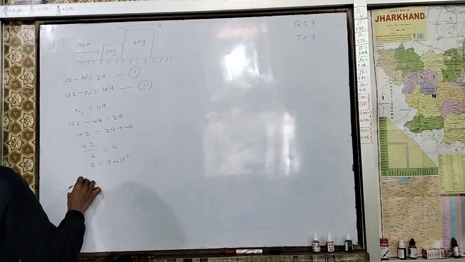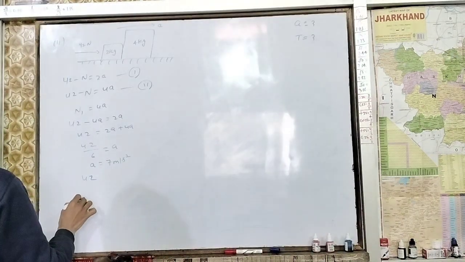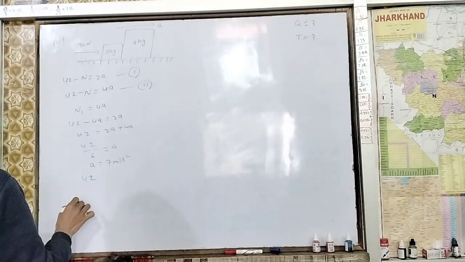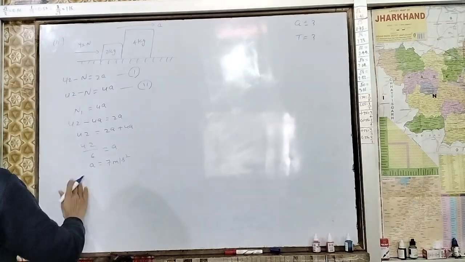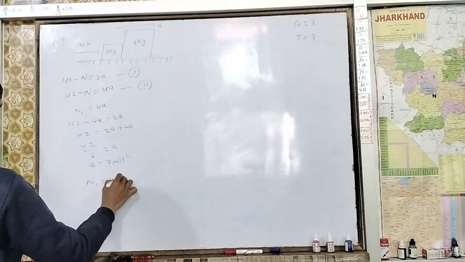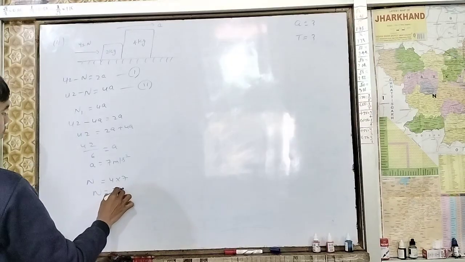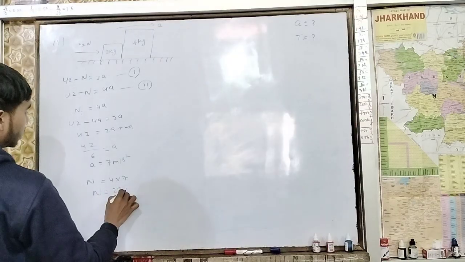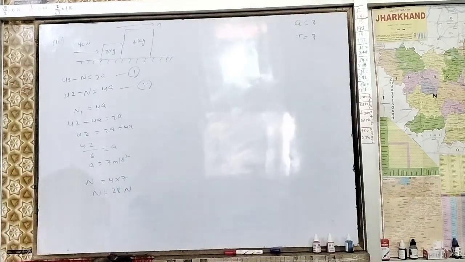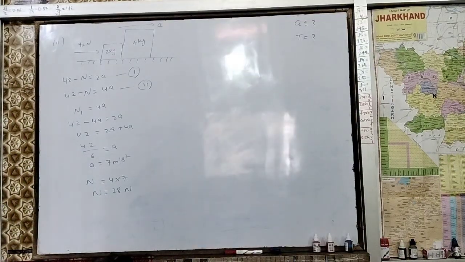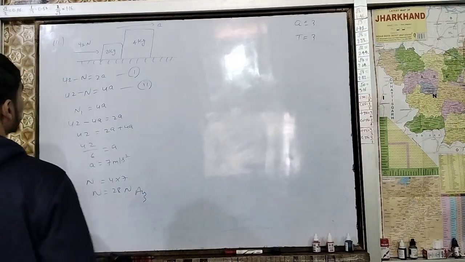N would be how much? M is N1, A is 4 multiplied by 7. So N, which is a tension, is 28 Newton. A is 7, and the normal reaction is 28 Newton. That's it. This is our answer.